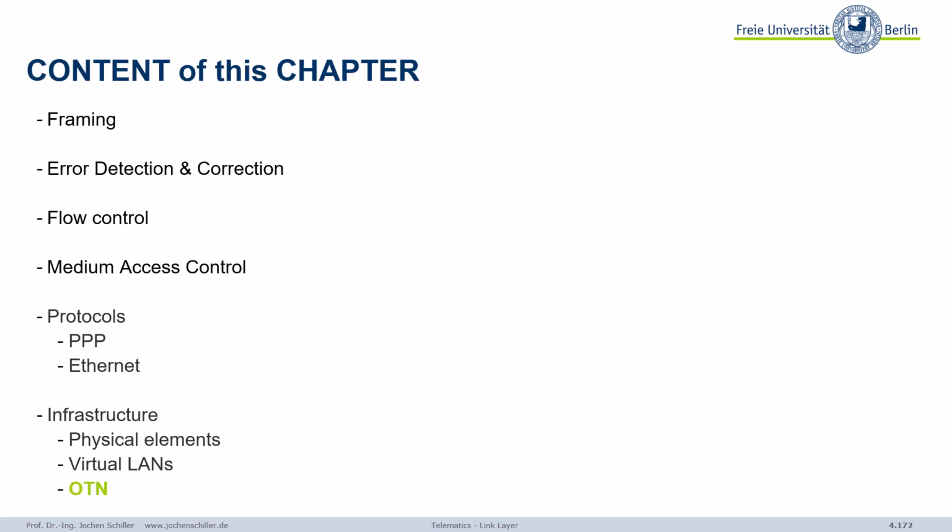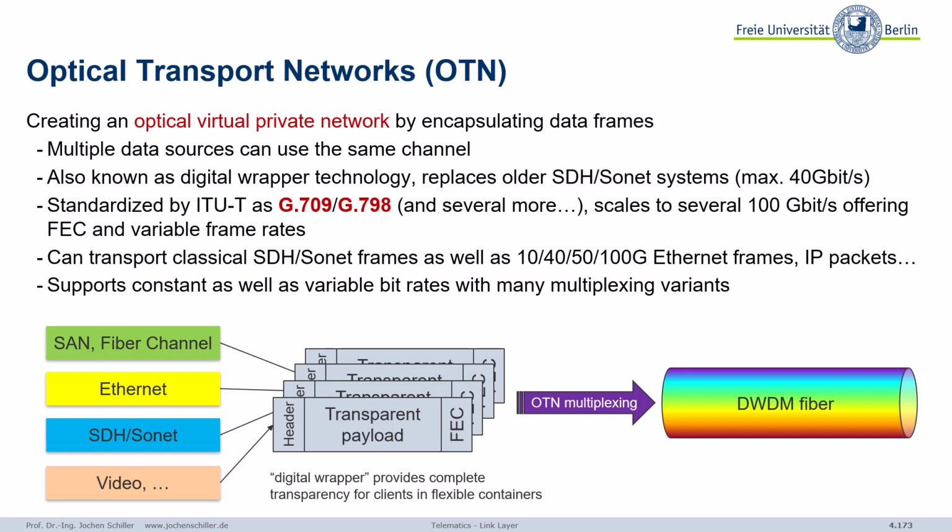So the final subsection, OTNs, optical transport networks. We are here presenting some infrastructure, so some physical elements, how you do it in the small, virtual LANs, real LANs, spanning tree, etc., but also in the large. So how do we transport data over long distances, masses of data?